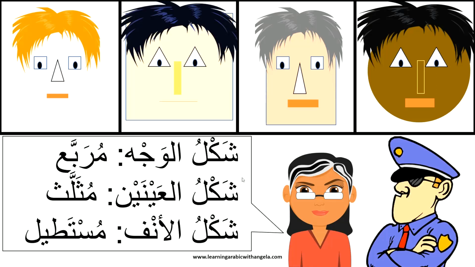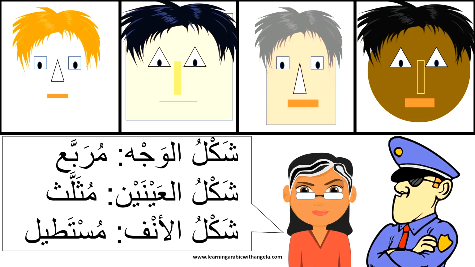شكل الوجه مربع. So the shape of the face is square. شكل العينين, عينين, the eyes, two eyes. عين is an eye. Over here, عينين means two eyes. شكل العينين مثلث. Okay, the shape is what you call a triangle. شكل الأنف مستطيل. أنف is a nose. The shape of the nose is rectangle.